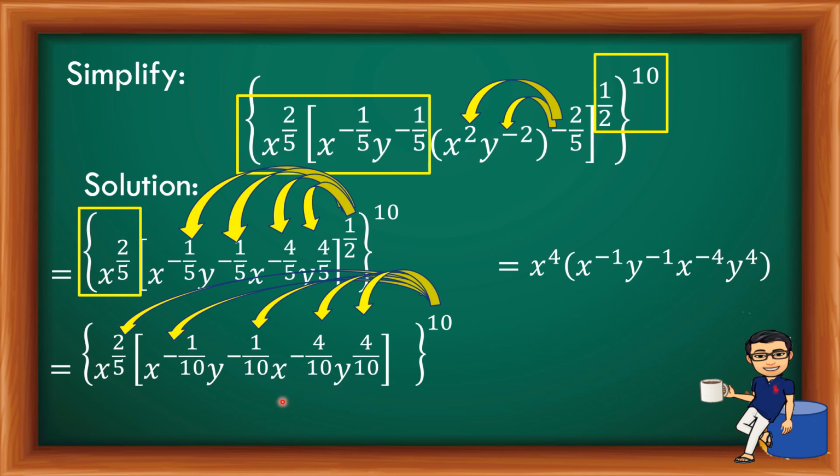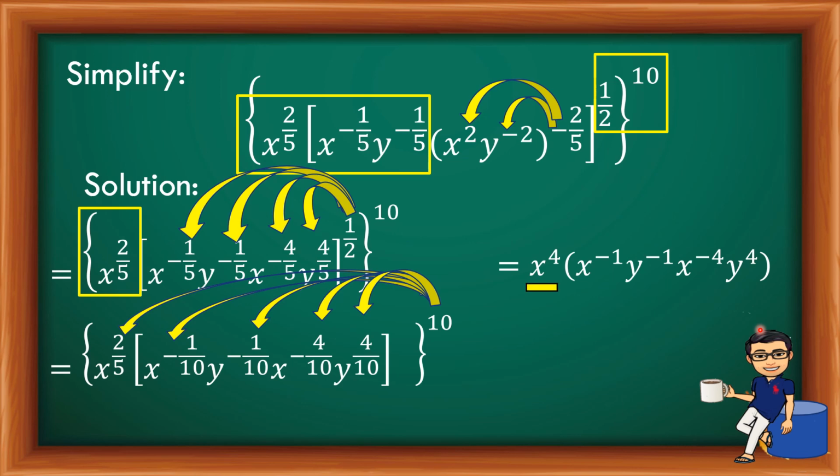Next is x raised to negative 4 over 10. 10 times 4 is 40. Divided by 10, 40 divided by 10 is 4. We have a negative here, so negative 4. x raised to negative 4. Next is 10 times 4 over 10 for y, which is 40. Divided by 10, that's 4. So y to the 4th.